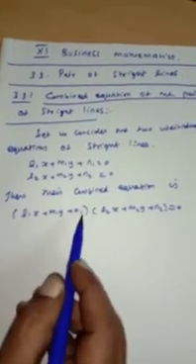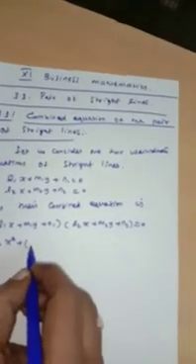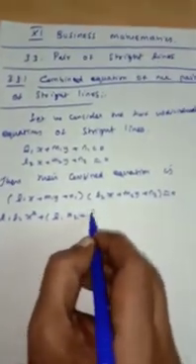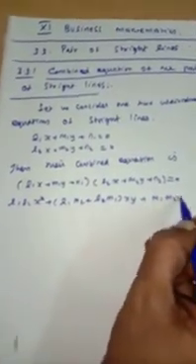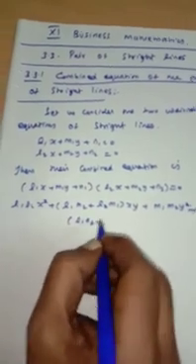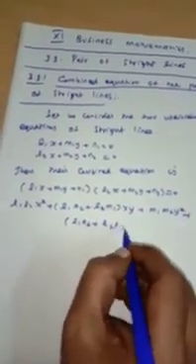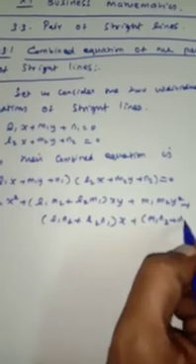When we multiply these two, we get l1 l2 x squared plus (l1 m2 plus l2 m1) xy plus m1 m2 y squared plus (l1 n2 plus l2 n1) x plus (m1 n2 plus m2 n1) y plus n1 n2 is equal to 0. When we multiply these two, we get this.